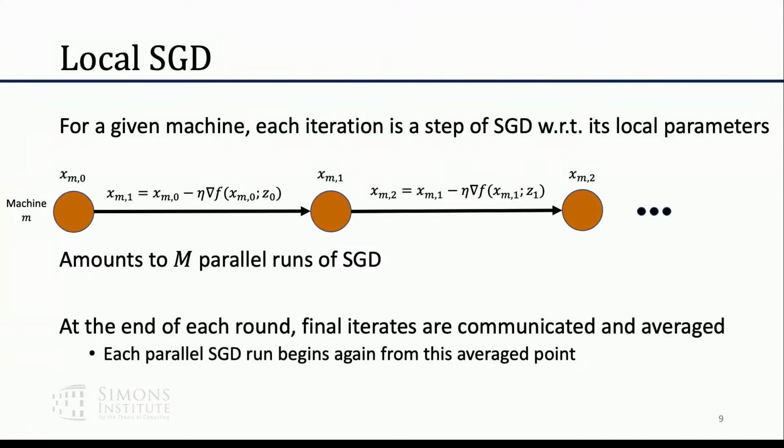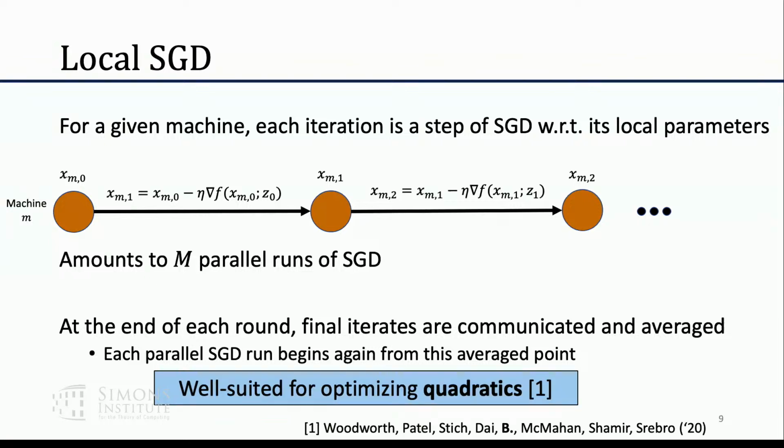And after all the machines have finished, they take their final iterates, they communicate them, they are averaged, sent back to the machines, and this averaged iterate is used as the starting point for the next round. And one nice observation here is that local SGD, or maybe even its accelerated variants, is a method that's very well suited for optimizing quadratics in particular. Essentially, the reason boils down to the gradient of the quadratic being linear, so there's some sort of exchange of expectation that happens in the deeper parts of the analysis. But at a high level, this type of method works really, really well for quadratic minimization problems.